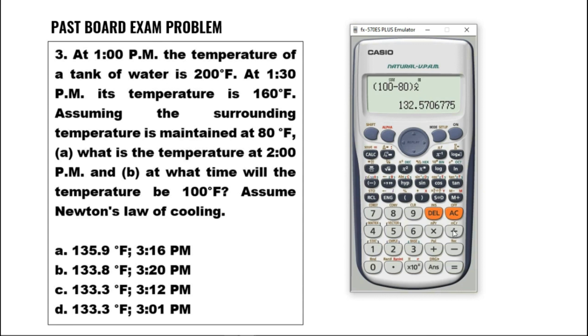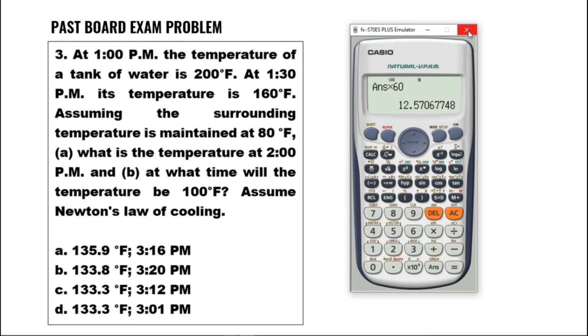So i-divide natin sa 60. Tingnan natin kung ilang hours siya. So this is 2.2 hours. Therefore, after 2 hours and after 2.2 hours here, so that is around 3 p.m. Then yung decimal natin na 0.2, so minusan natin ng 2 para makuha natin yung decimal. Then ito yung fraction niya of 60 minutes. So i-multiply natin sa 60 minutes kung ilang minutes siya. Yung fraction of 0.209 of an hour, so that is 12 minutes. So ang answer natin guys is letter C.